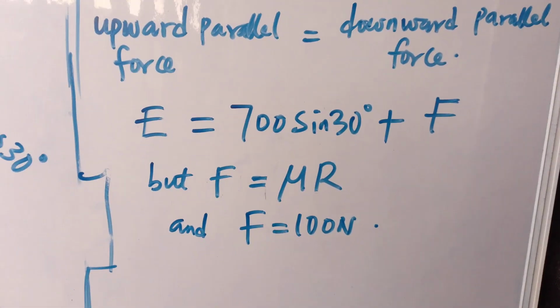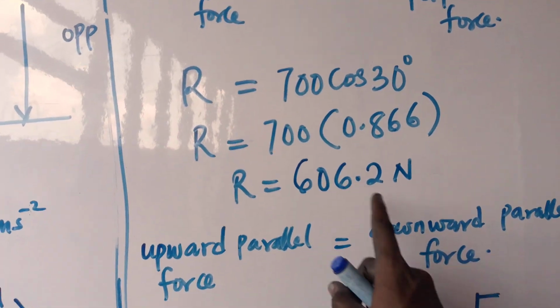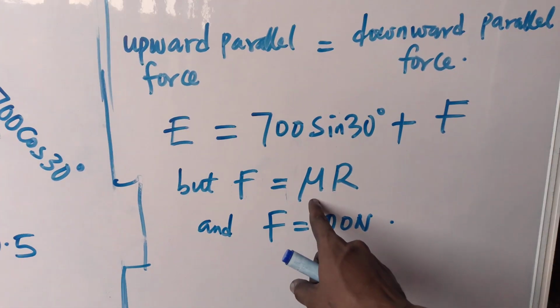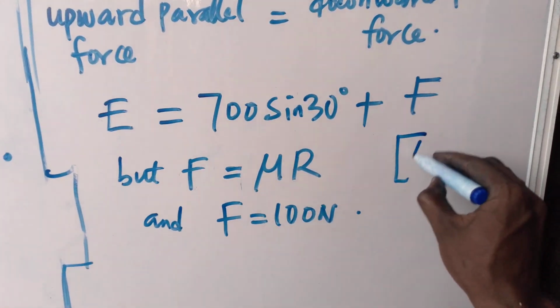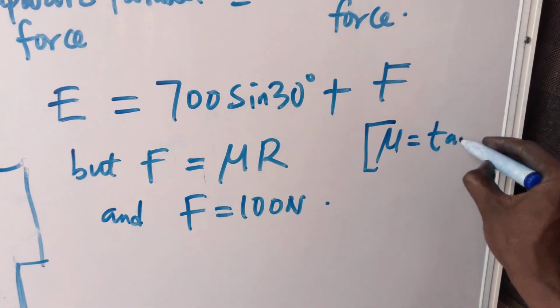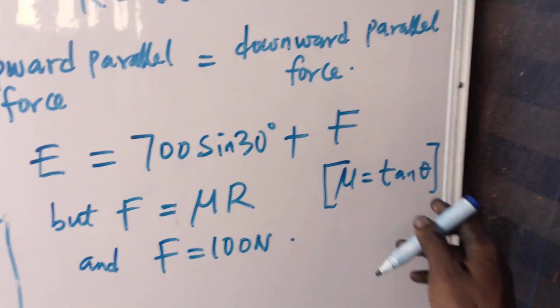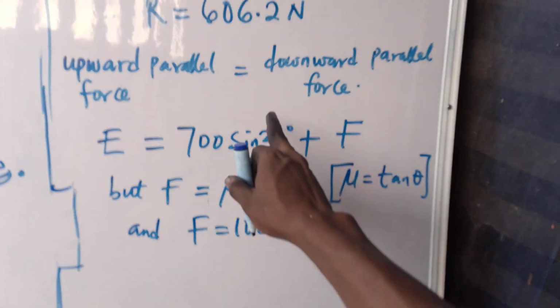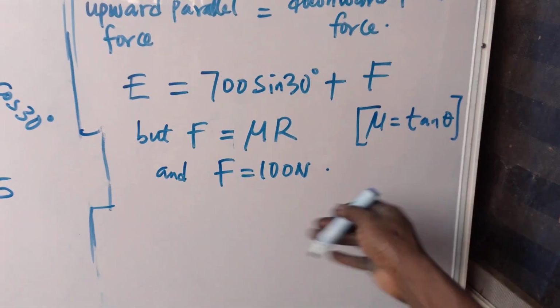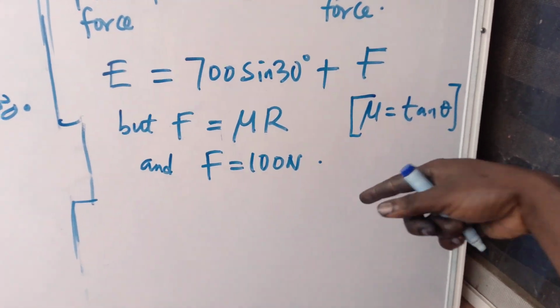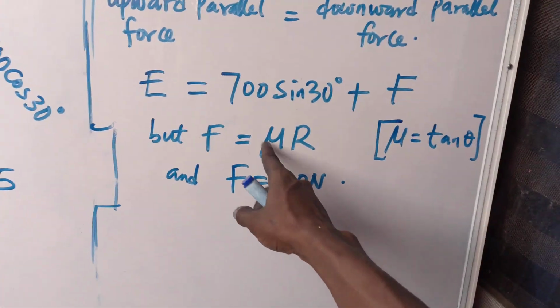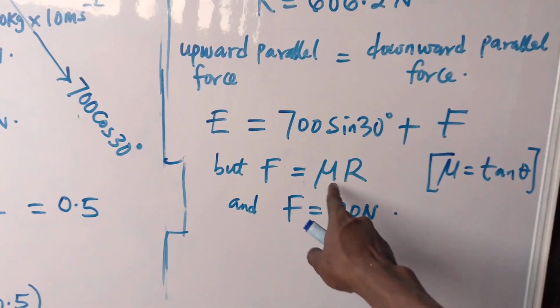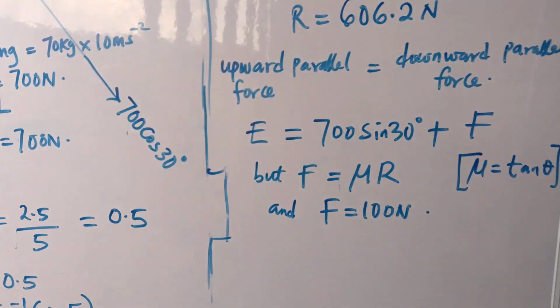The normal reaction has been obtained as 606.2 Newton, and the value of mu is tan theta. And theta, we had as 30 degrees. So supposing frictional force was not given as 100 Newton, you use this formula, your mu is tan theta, you get mu, then multiply it with R, the normal reaction, and you get friction force F.